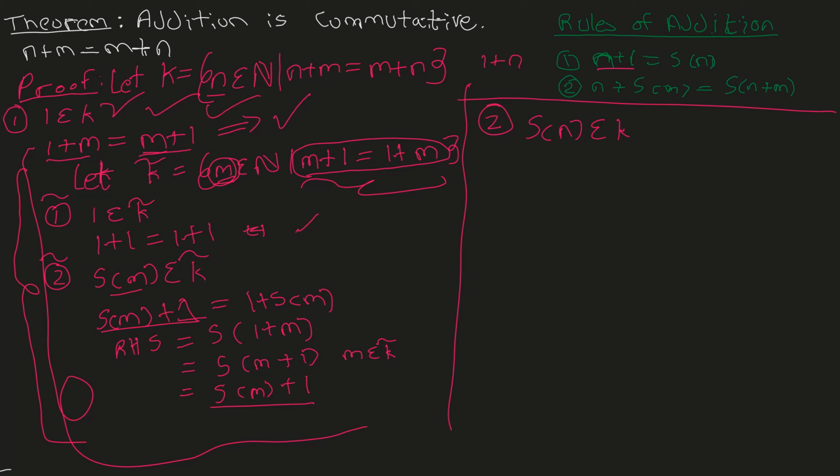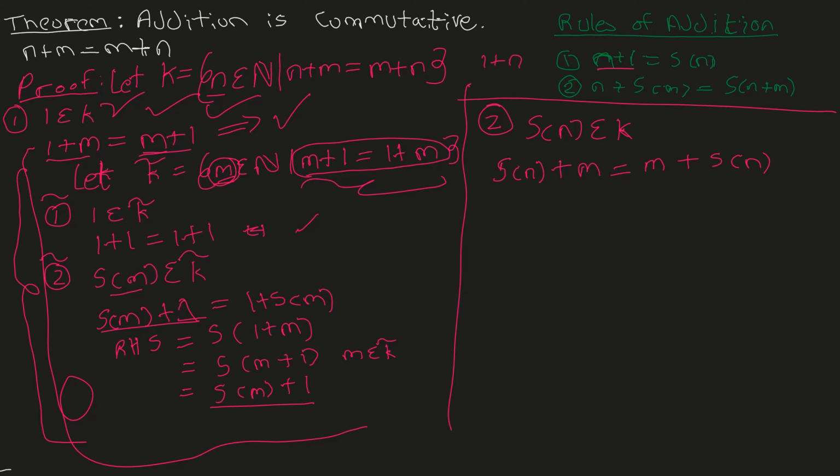Now we have to do the second property of the subset of natural numbers, which is to prove the successor of n is in K. To do that, we have to replace n with the successor of n. So we're going to write it this way: successor of n plus m equals m plus successor of n.